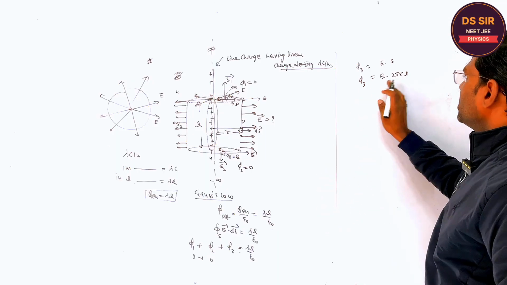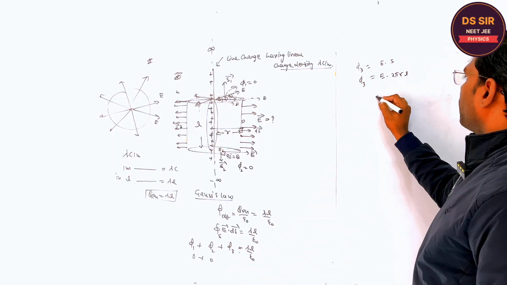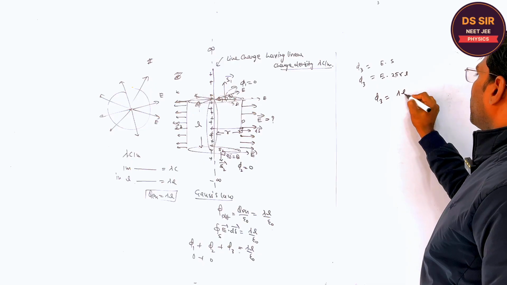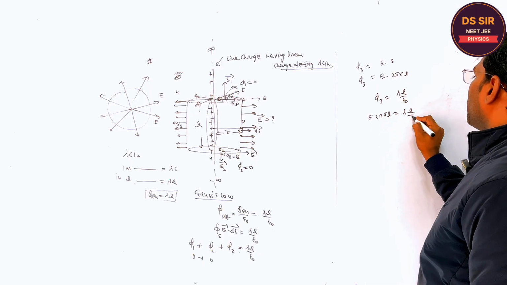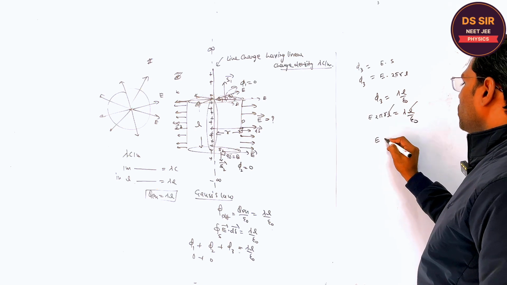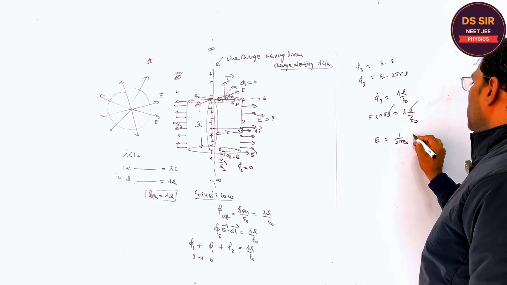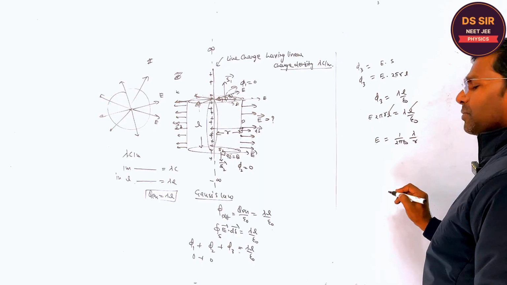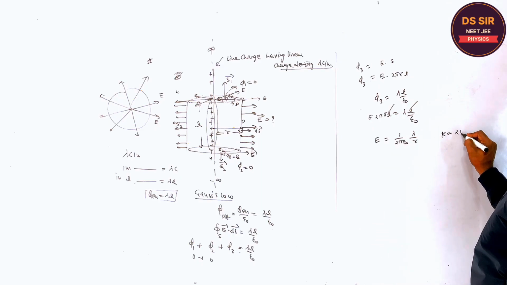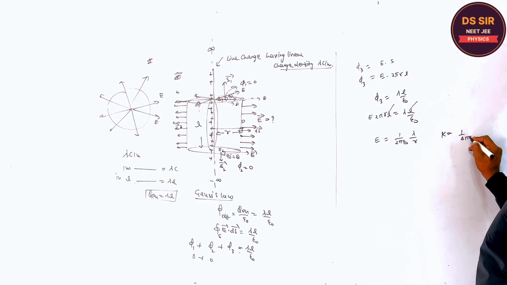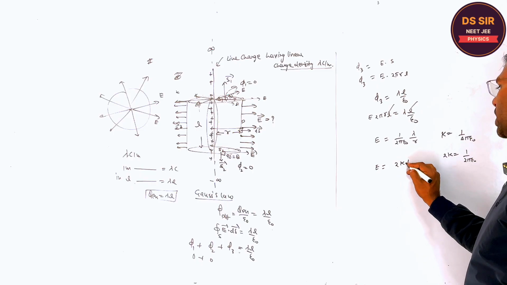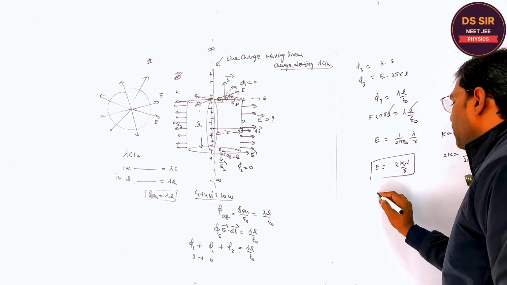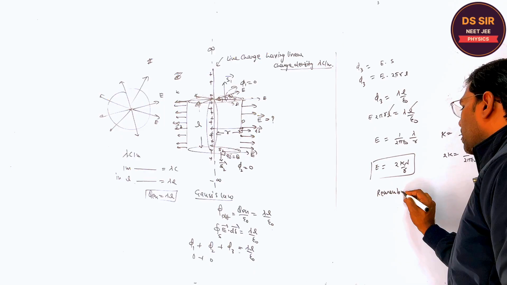So phi 3 is E into 2 pi r L, which is equal to lambda L upon epsilon naught. L will cancel out. E is 1 upon 2 pi epsilon naught lambda upon r, right? The k value is 1 upon 4 pi epsilon naught, that is, 2k is equal to 1 upon 2 pi epsilon naught. So I will write the electric field as 2k lambda upon r, and you have to remember this electric field.